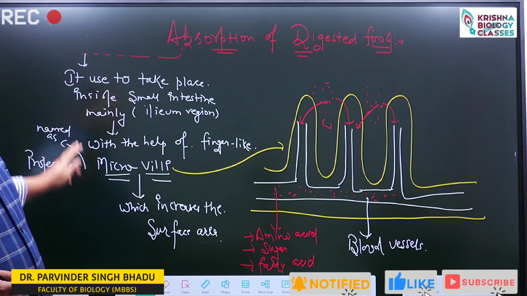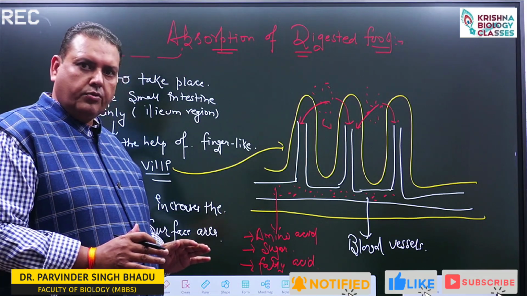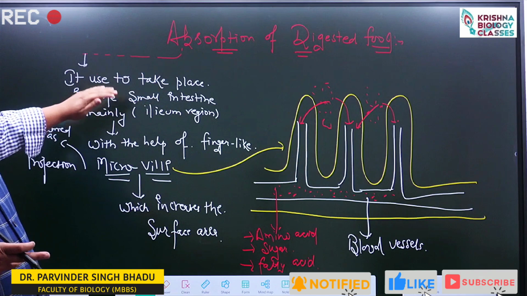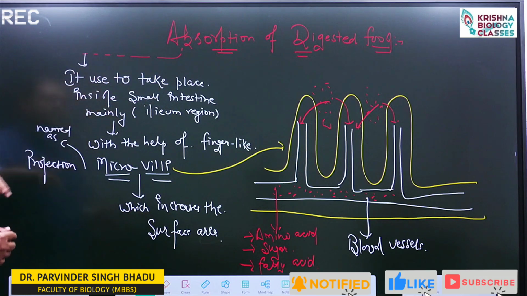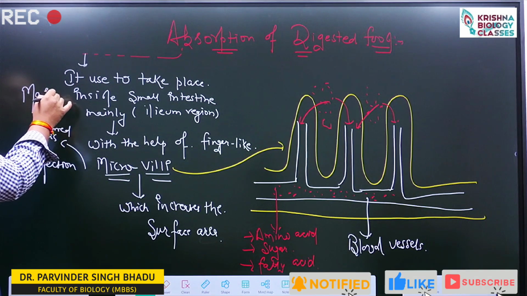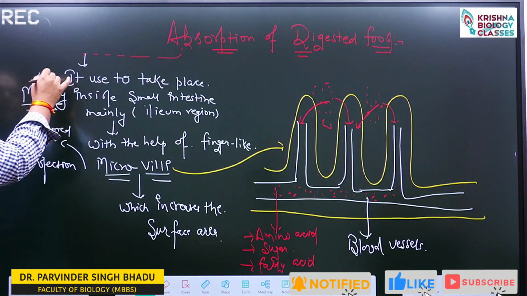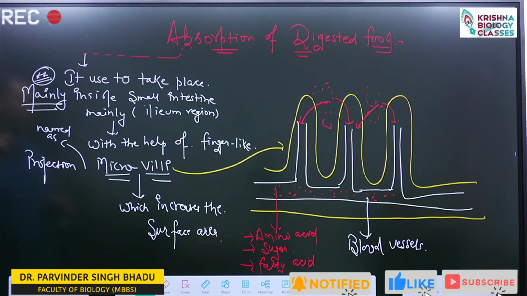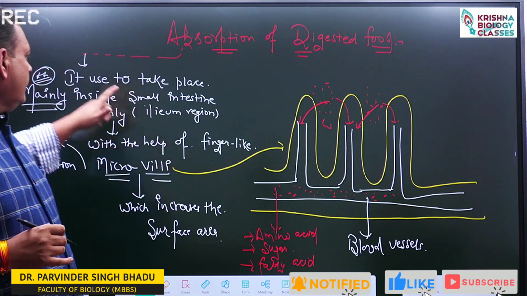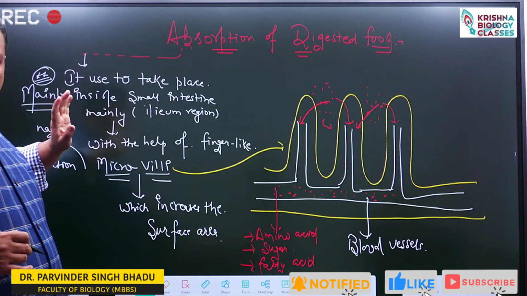इस पर क्वेश्चन बनता है, how does absorption of digested food used to take place? What you need to answer? The absorption of digested food used to take place mainly, you need to remember, यहाँ पर ये जरूर लिखना है mainly, because it also used to take place partly in very small amount inside the buccal cavity and in stomach, but the major site is the ileum region of the small intestine.